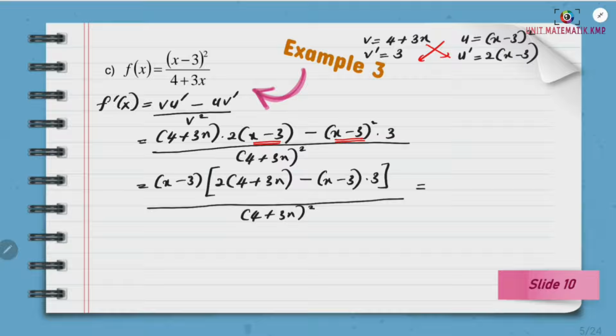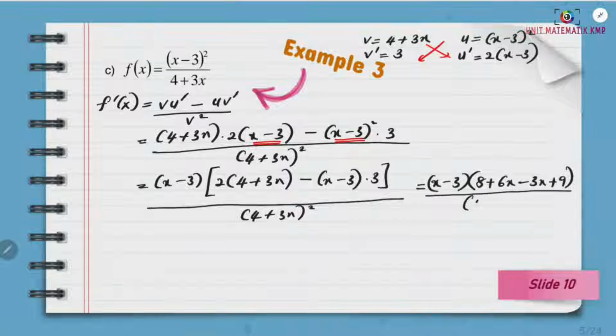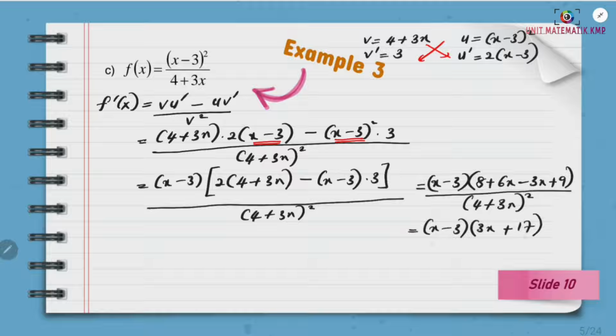Then we can simplify in the square bracket. We have (x − 3) times (8 + 6x − 3x + 9), divided by (4 + 3x)². So we have (x − 3) times (3x + 17) divided by (4 + 3x)².